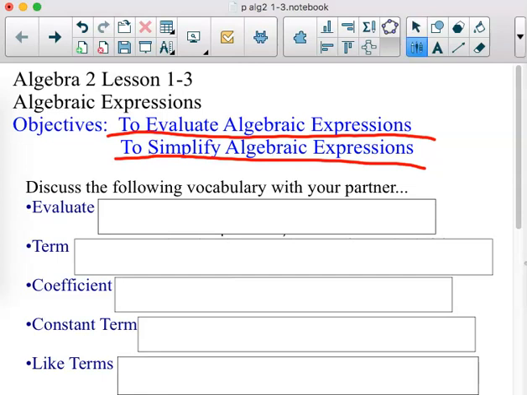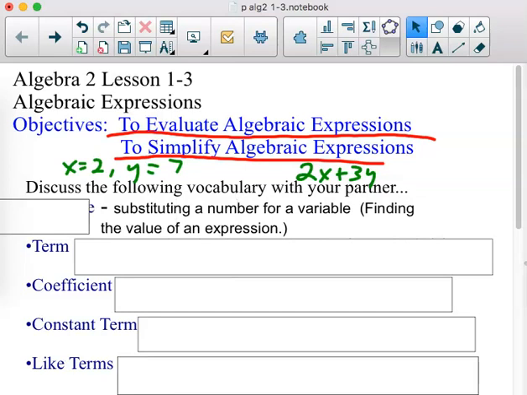To help you out a little bit, let's say they give you 2x plus 3y equals something. And then they come along and they say x equals 2 and y equals 7. Think about what you would do if it said evaluate the algebraic expression 2x plus 3y if x equals 2 and y equals 7.